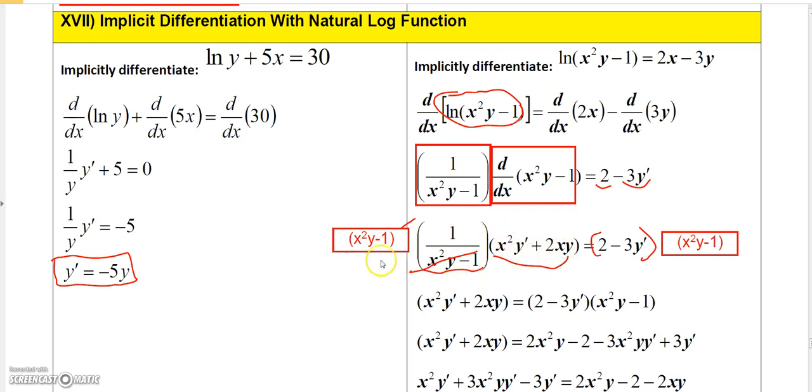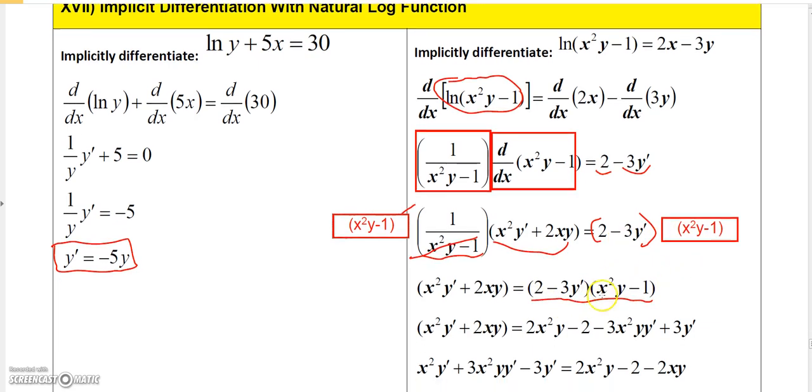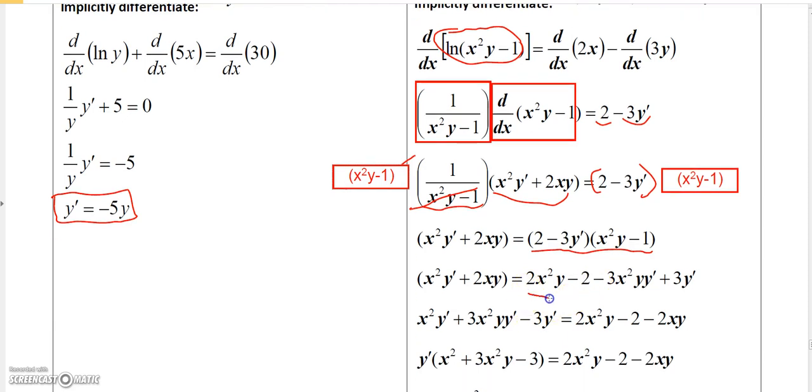Now, of course, if I multiply the left-hand side by x squared y minus 1, I got to multiply the right-hand side by x squared y minus 1. Now, I'm not going to do this algebra for you for time constraints, but just FOIL this, 2 minus 3y prime times x squared y minus 1. You can just FOIL these together. And when you FOIL those together, you're going to get these 4 terms right here. And then I just went ahead and brought this down. So I have x squared y prime plus 2xy on the left.